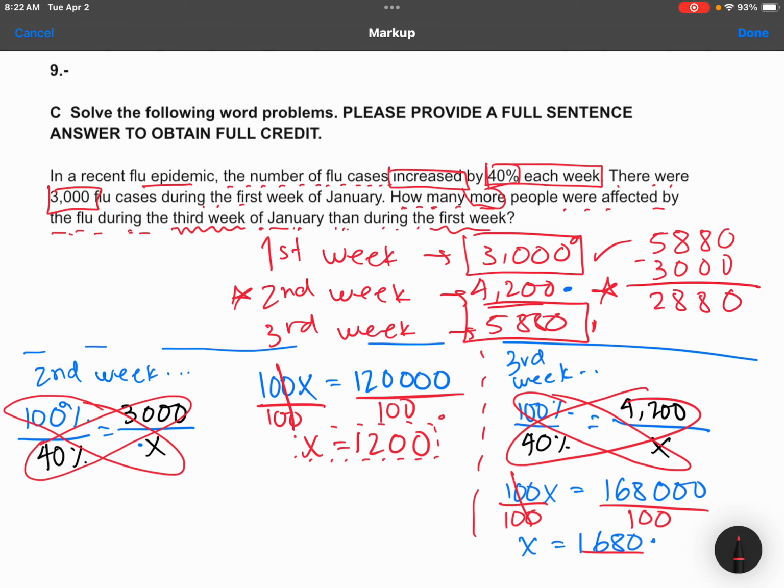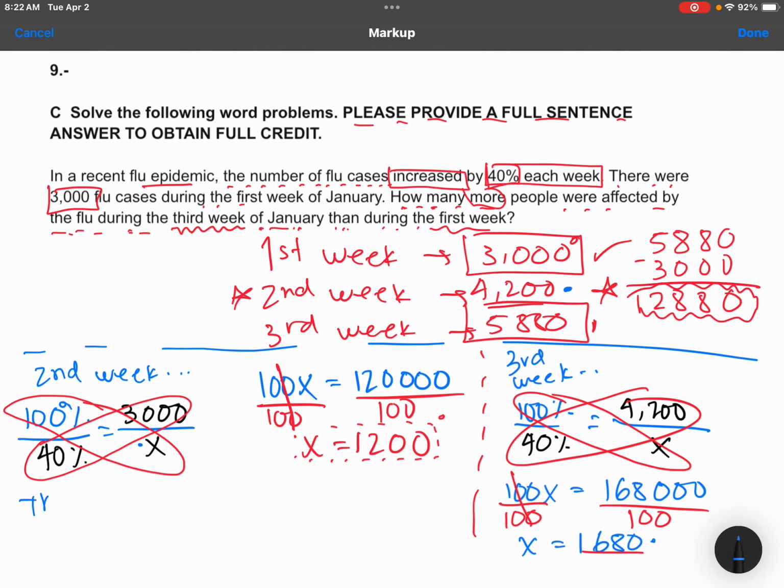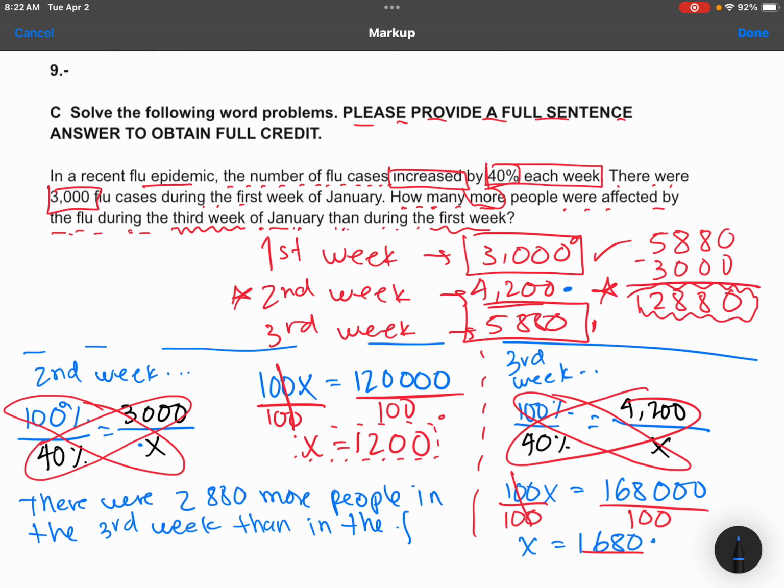And to obtain a full answer, you need to provide a full sentence. So this is the result, but the answer is, and I'm going to write a sentence right here. There were 2,880 more people in the third week than in the first. Okay? So that's my answer.